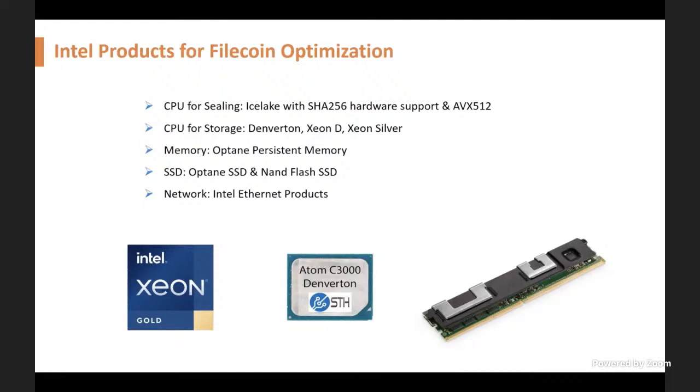To get a stable and cost-effective storage solution, we can use several series of CPU, from Denverton to Xeon D and Xeon Silver. We are able to use the surprisingly persistent Optane memory in order to obtain more memory space at a lower cost. And we have better SSD solutions and Ethernet solutions too.